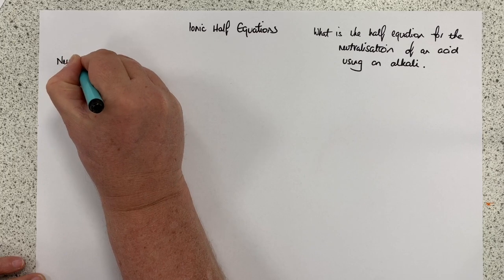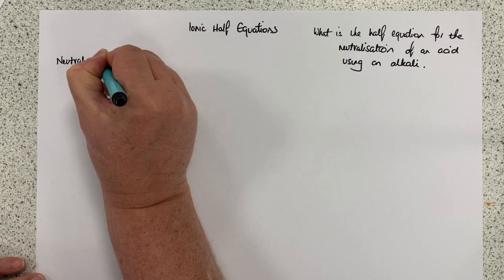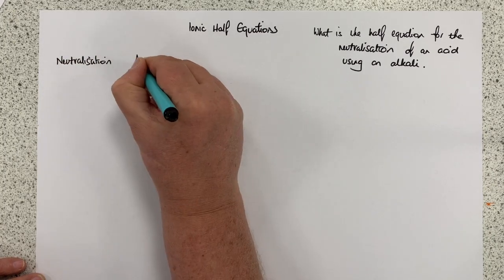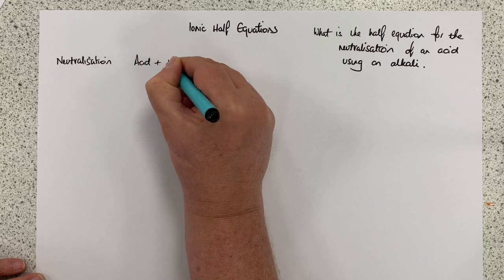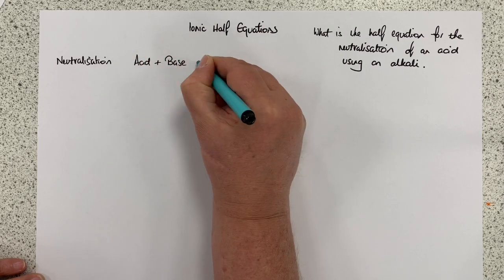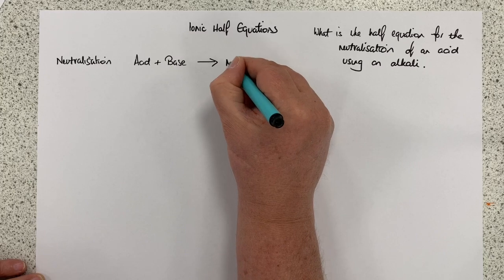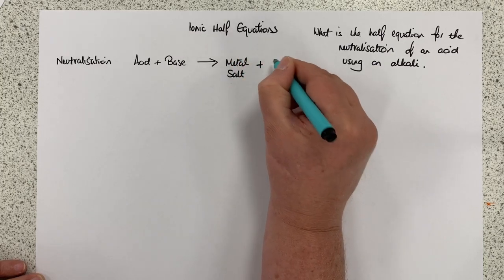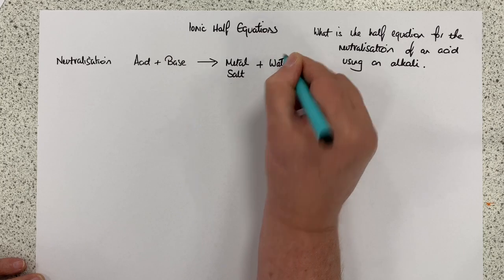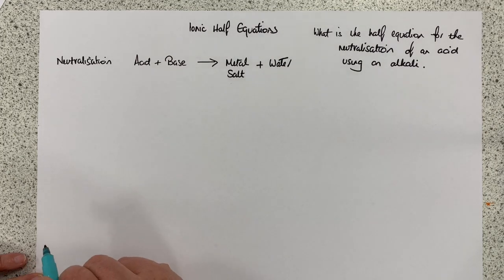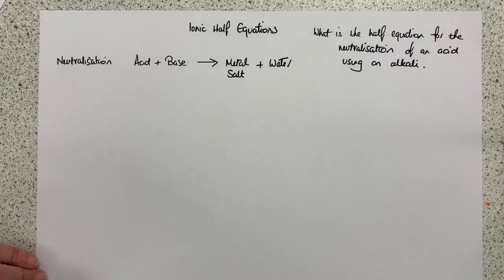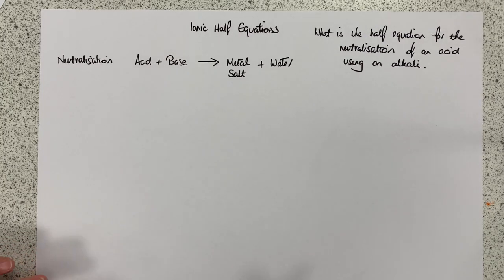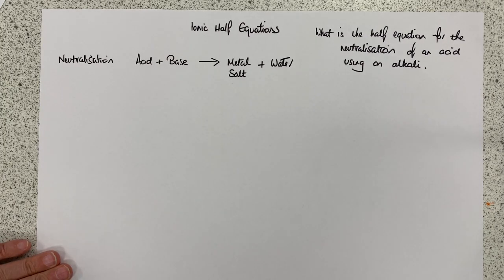Neutralization means something like an acid plus a base produces a metal salt and something else. And that something else is water. Now remember though, if you're using a metal carbonate as your base, it will produce carbon dioxide as well, but that's going to be the next video that Mr. Smith asked me to do.